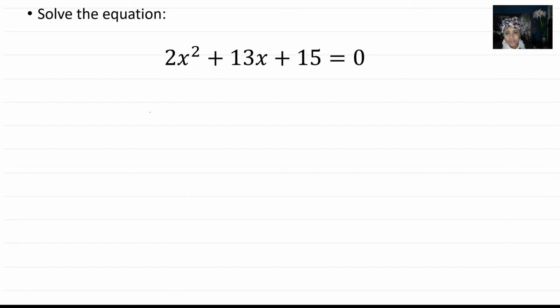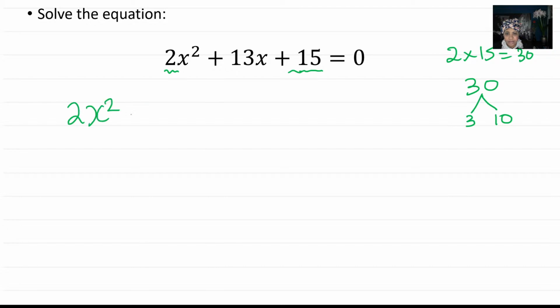All right, guys, so like before, we're going to take that number and this number and multiply them out. So 2 times 15 gives you 30. And then you're looking at 30. Which numbers will give you 13? We've done this. So that's going to be 3 and 10. Everything is positive here. So we're now going to rearrange this. We're going to write 2x squared plus 10x plus 3x plus 15 equal to 0.